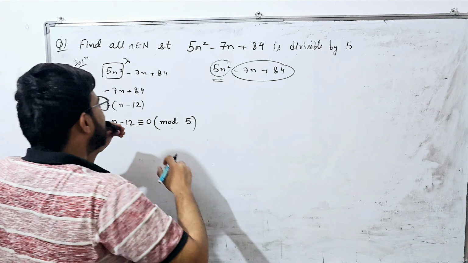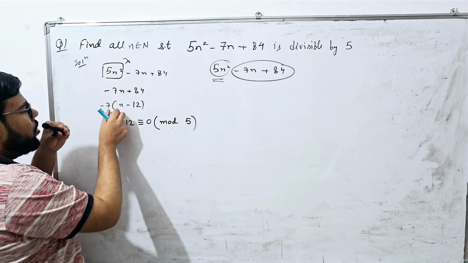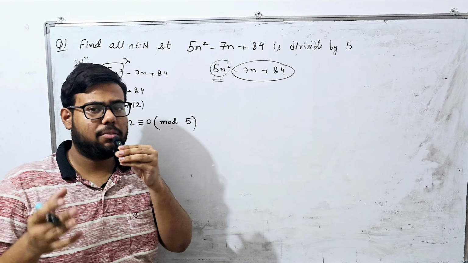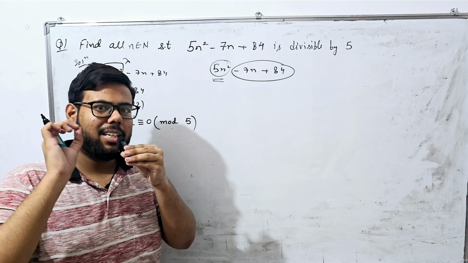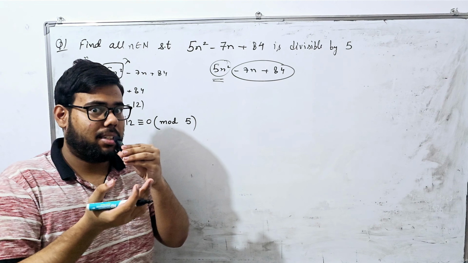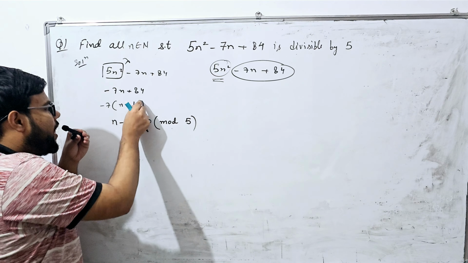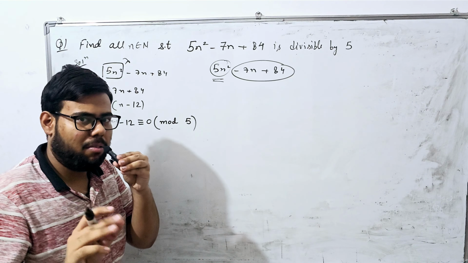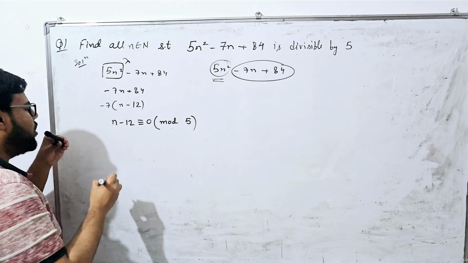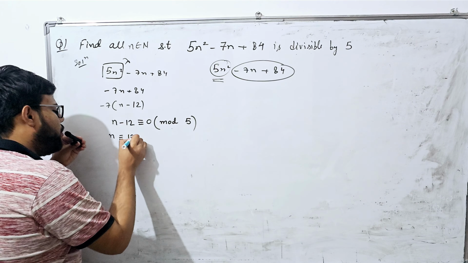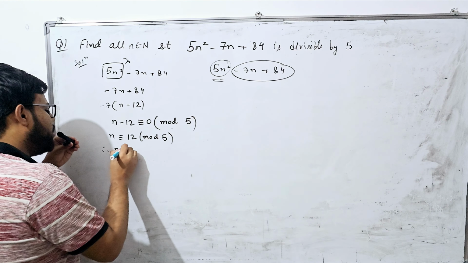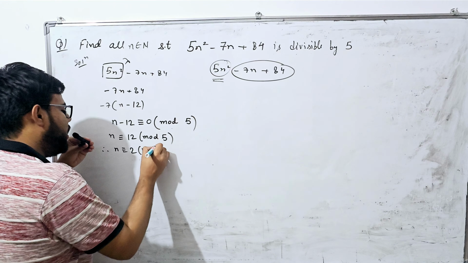When we took −7 as common, we got this expression. Negative 7 is a constant. If it is not divisible by 5, then it is not divisible by 5, and we can't give any value to change it. But we can make this expression divisible by 5 by choosing some values for n. So basically, n is congruent to 12 mod 5. From this we get n is congruent to 2 mod 5.